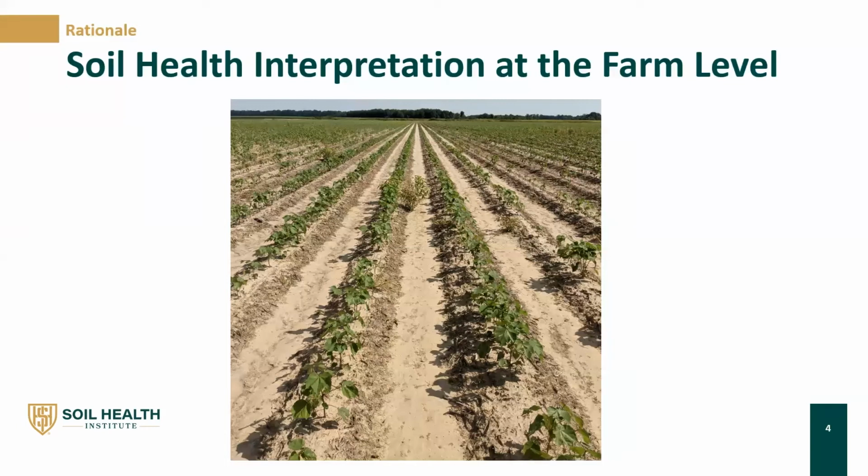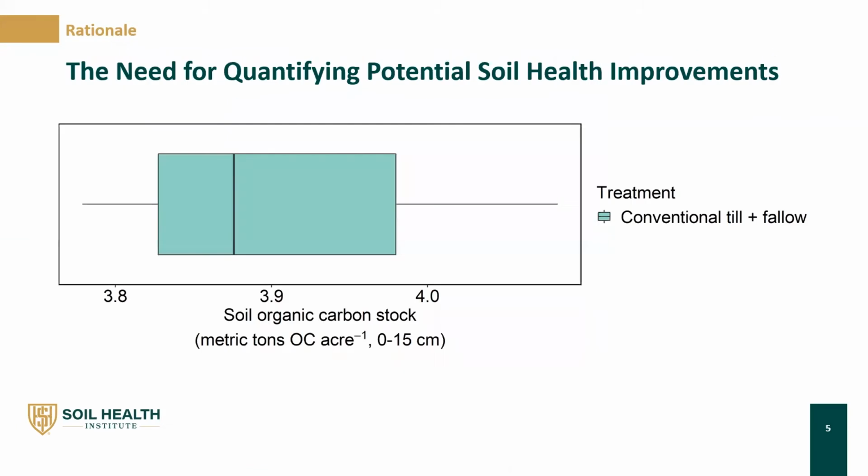And so we could take some measurements, and there are many measurements of soil health, but let's take a look at one, for example. What I'm displaying in this box plot is soil organic carbon. And the reason there's a box plot is there are multiple measurements, but all of them were in a continuous cotton that was conventionally tilled and fallow, and they're in a sandy loam or a loamy sand soil.